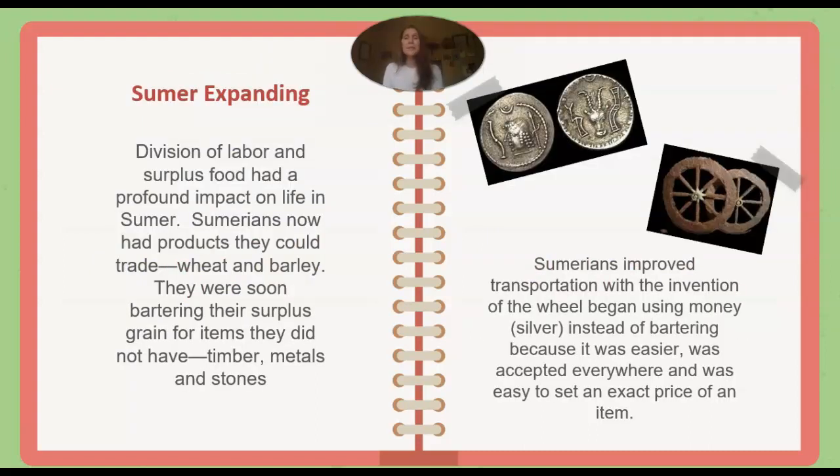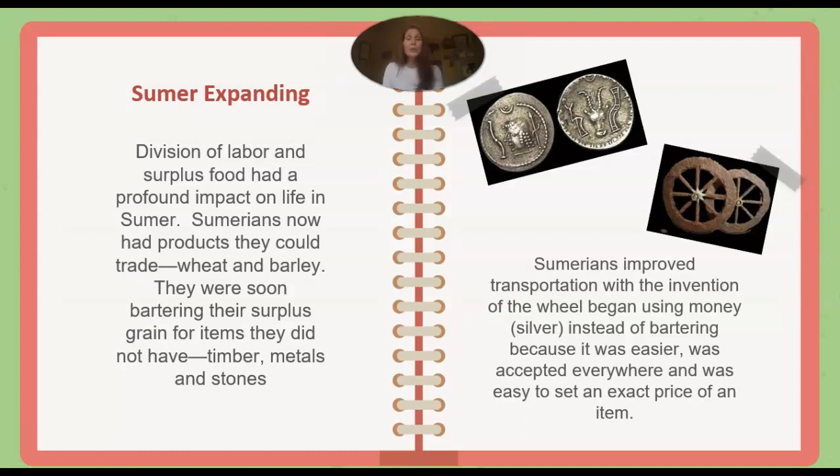Sumer expanding. This is not on that page 55. This is just additional information about the lesson, so you can put your pen or pencil down, and just listen. Sumer expanding. Division of labor and surplus food had a profound impact on life in Sumer. Sumerians now had products they could trade, wheat and barley. They were soon bartering their surplus grain for items they did not have, timber, metals, and stones.